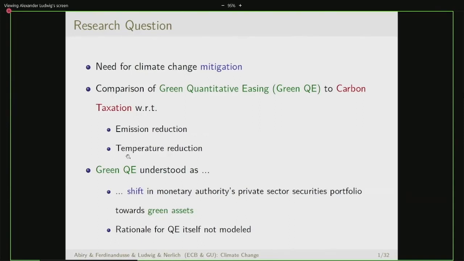And the way we understand green QE in this paper is that it is a shift in the monetary authorities' private sector securities portfolio towards what is labeled as green assets. And we do not model the rationale for QE itself, we take it as given in a very specific way that I'm going to be precise about.